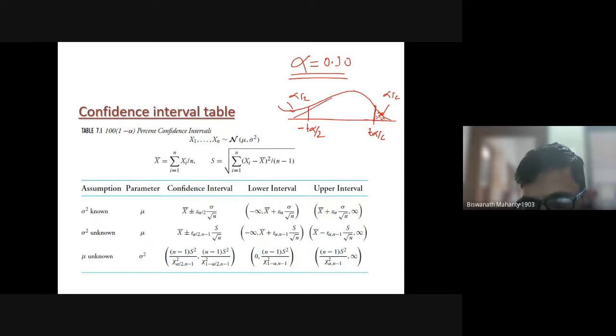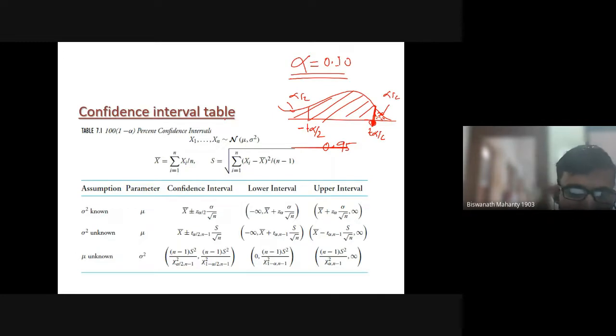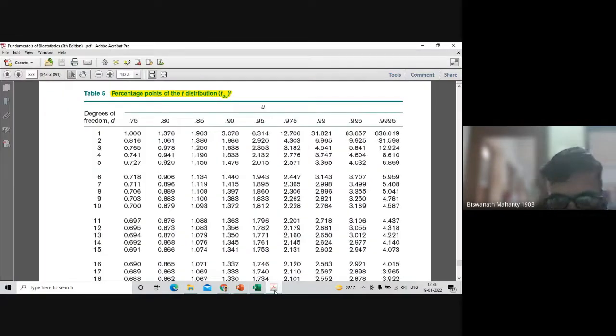Whole left side of this, how much area? 0.95. Yes or no? Yes, sir. Whole left side of this. That means I am looking for this point where my left side area is 0.95. Okay, let's see from my table. So I'm looking for 0.95 to the left side, and my degree of freedom is 6. I got the value.